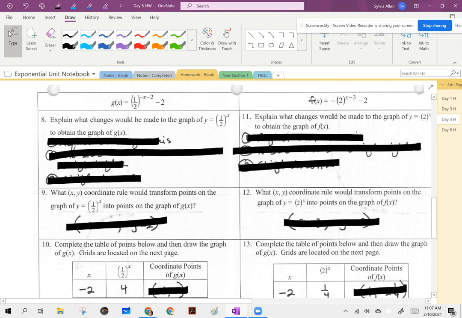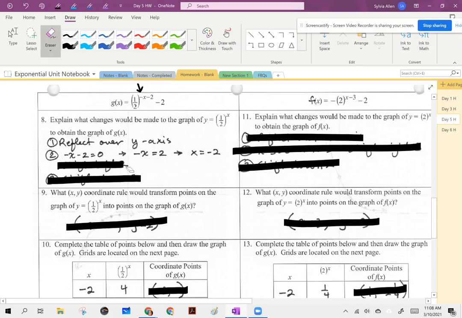All right, here we go. 8. Explain what changes would be made to the graph to obtain g of x. In other words, all you're doing is trying to take it back to the parent. So what do you need to do? All right, so let's talk about each of these points right here. We've got a reflection over the y-axis. We need to be able to solve for x. So when we do that, we end up getting -2, which means we're going to go left 2. And then we are also going to go down 2.